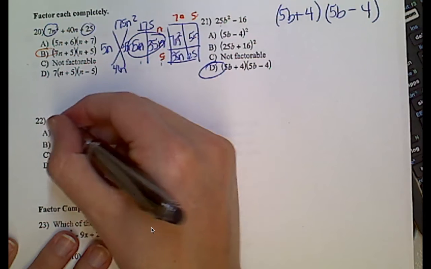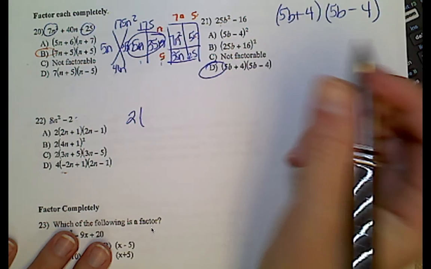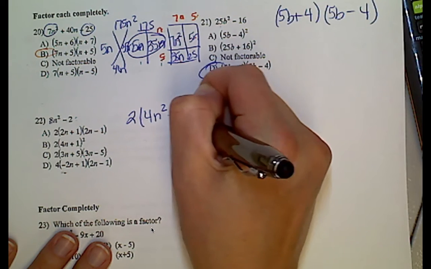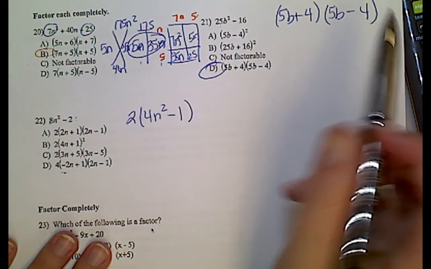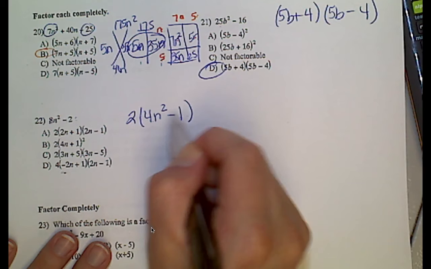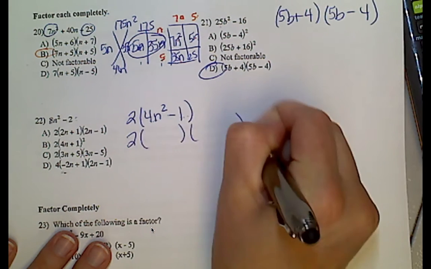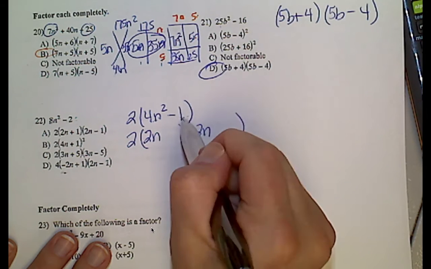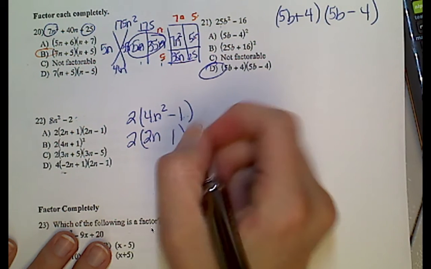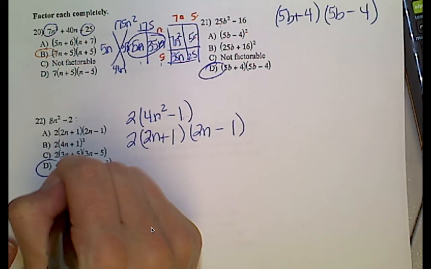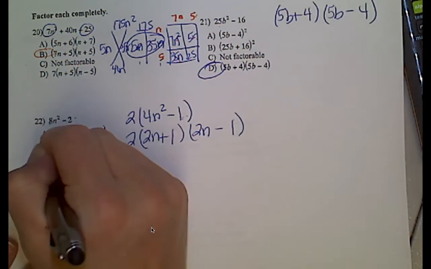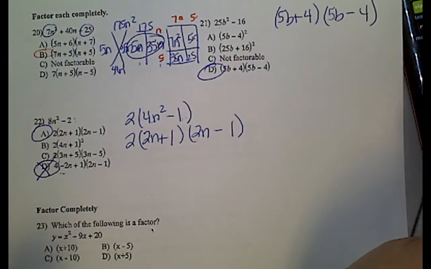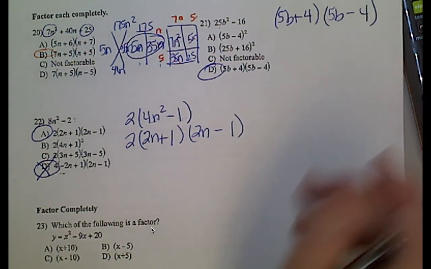22, they both have a 2 in common. 2 times 4n squared would give you that 8n, and 2 times 1 would give you that negative 2. Now, these two right here are perfect squares. So I can take the square root of 4n squared, which is 2n, and that goes in the front part. Square root of 1 is 1, and that goes in the back. Make one positive, make one negative, which is not D. I spoke too soon. It would be A. But blood squirt it, and you'll make sure you're right, okay?